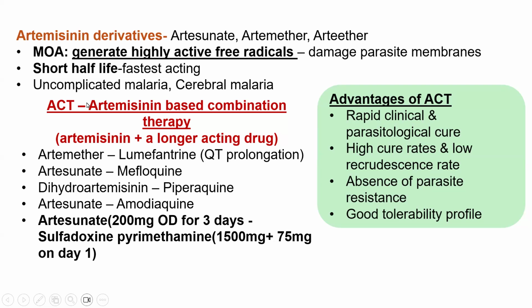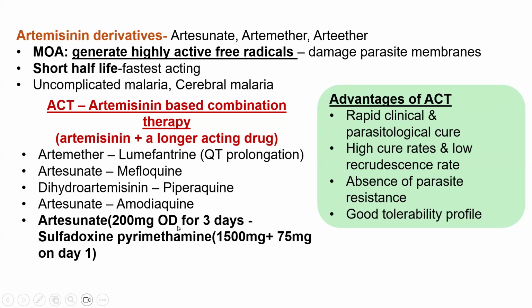This artemisinin based combination therapy itself is asked as a short note. So what is artemisinin based combination therapy? Why is it needed? Because artemisinin is the fastest acting and has a very short half-life. We usually combine any artemisinin derivative with a longer acting drug. That is called artemisinin based combination therapy. What are the advantages? It causes rapid clinical and parasitological cure, higher cure rates and low recrudescence rate, absence of parasite resistance, and good tolerability profile. These four are the main advantages of ACT, that is artemisinin based combination therapy.